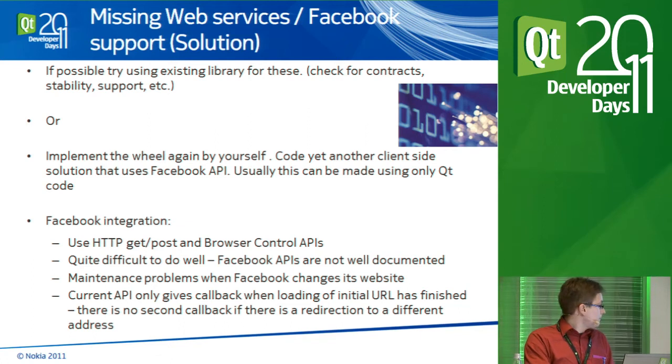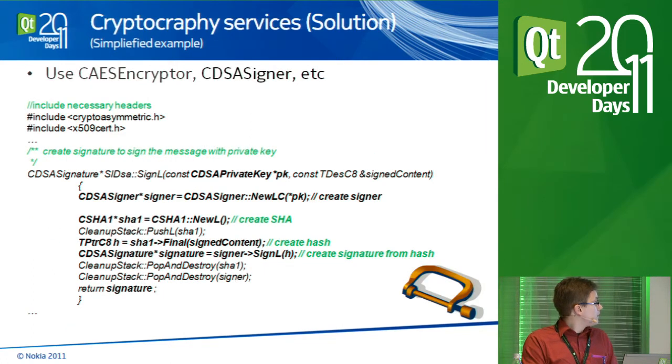Some problems. And when you are implementing your own Facebook client-side API or something like that, you probably need these cryptography services. Well, happily, Symbian offers a huge amount of support for cryptography. In this little example, we create a signature to sign the message with a private key for DSA. It's pretty simple. Create the signer, create the SHA hash, and create a signature from that hash. It's not, of course, a full example, but just to give the idea of how it works.